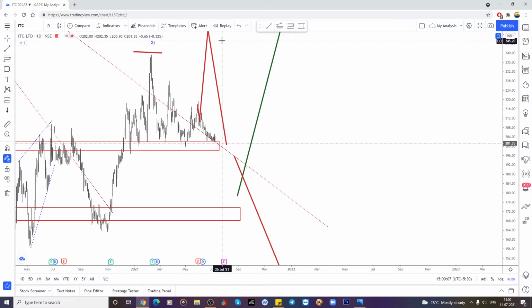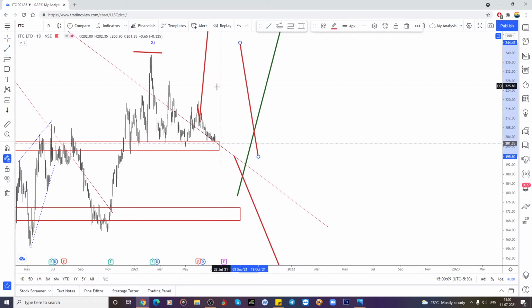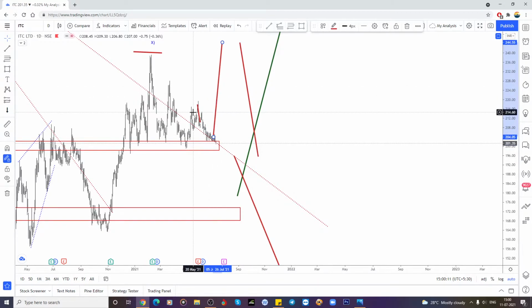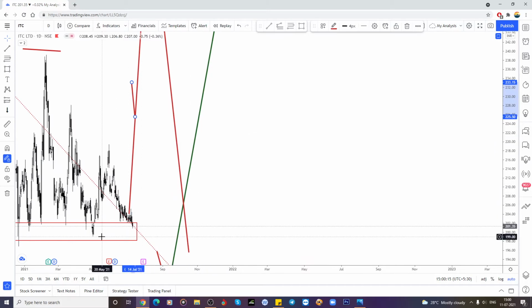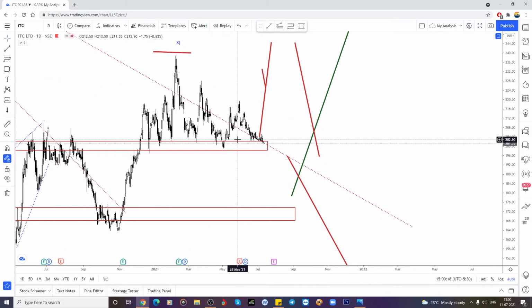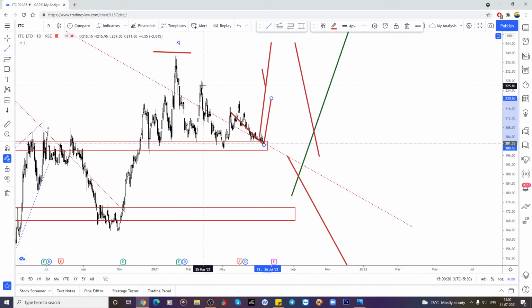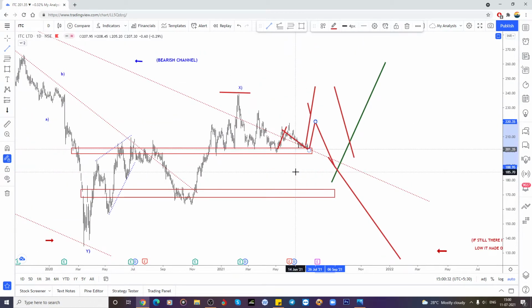I expected from here that irregular flat formation. Still it is valid because it's doing the correction and it didn't break the low. So as of now this 1, 2, 3, 4, 5 is already dead. Otherwise if it is a fifth wave, one more high is also possible. After that if it is a B, C, this could be a W, X, Y and again one more wave to the downside. So the next major support zone is the same thing here.